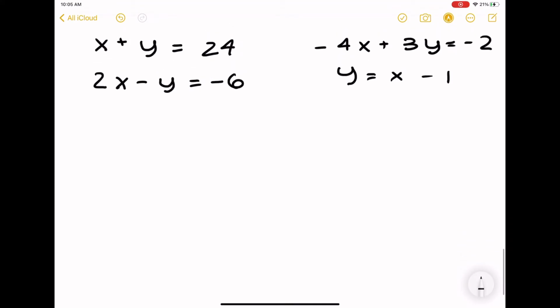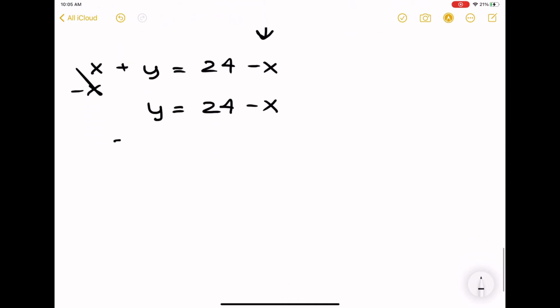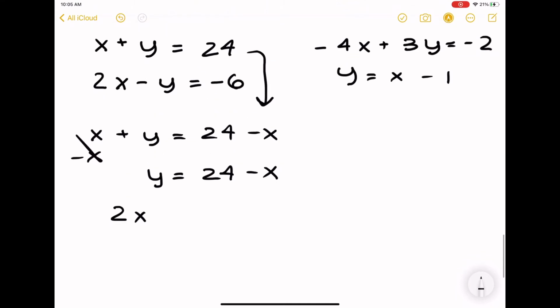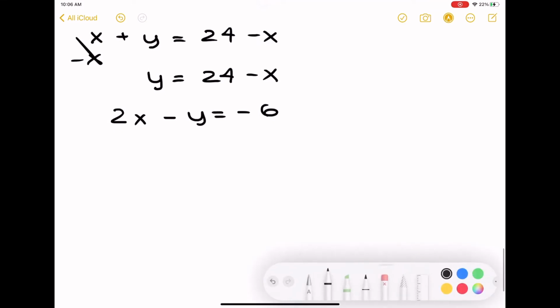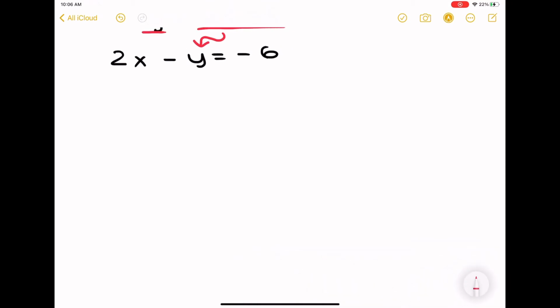Did you do it? We are going to check if you got the correct answers. For the first one, I'm going to convert the first equation so that we have something we can substitute. In order to do this, I subtracted x from both sides, so I got y is equal to 24 minus x. And then we also have 2x minus y is equal to negative 6. We keep this equation exactly the same. Since we know a value for y, we're going to plug it into the other equation.